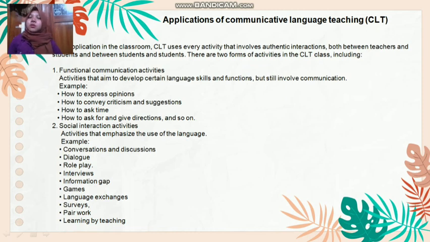And second, social interaction activities that emphasize the use of the language. For example, conversations and discussions, dialogues, roleplay, interviews, information gap, games, language exchange, surveys, fieldwork, and learning by teaching, and so on.